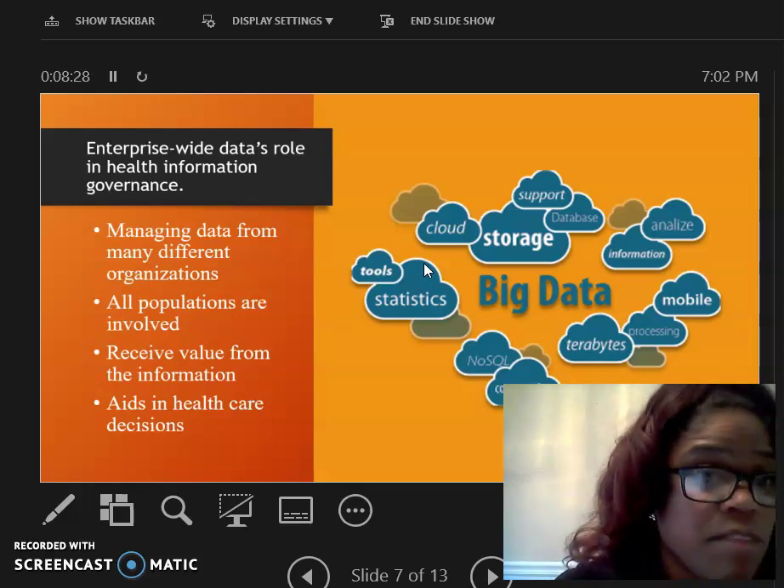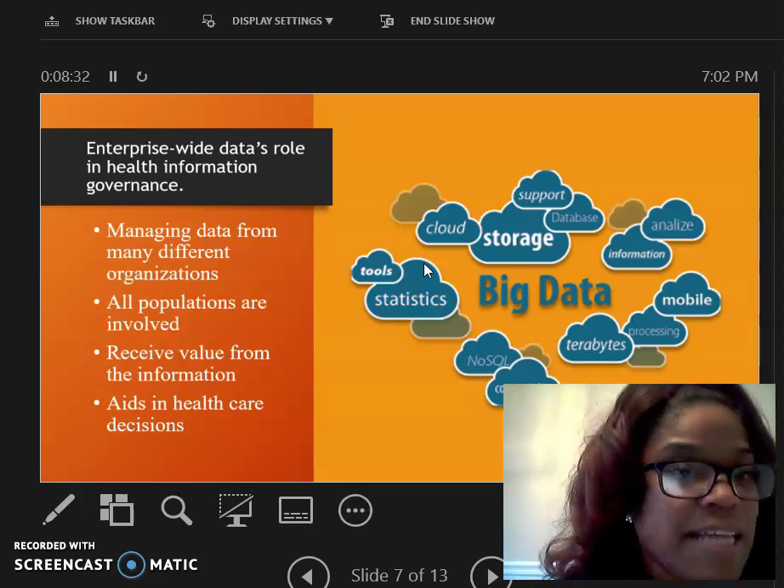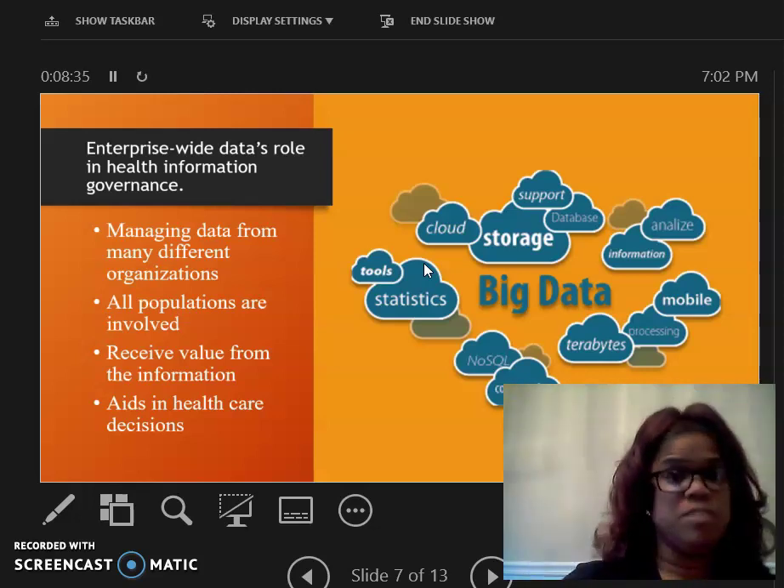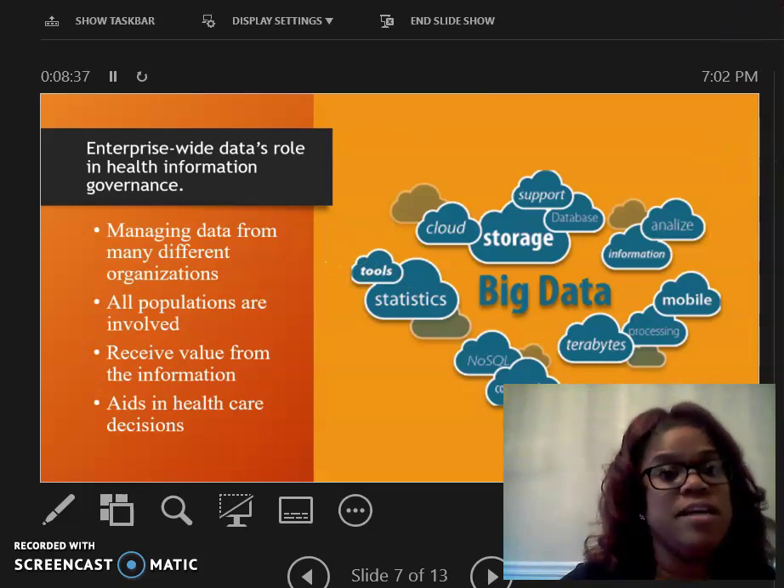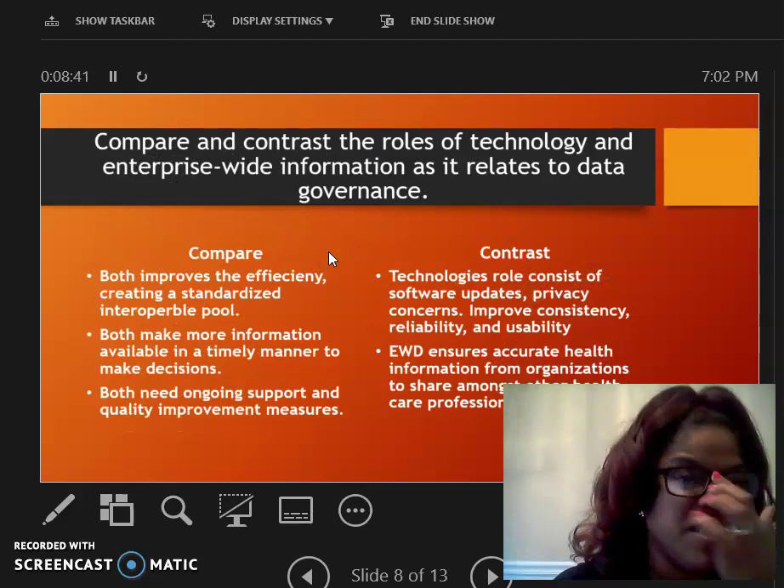All populations are involved, receive value from the information. That's what I just explained. Aids in healthcare decisions, which I just explained. So that's why enterprise data plays a big role in health information governance.